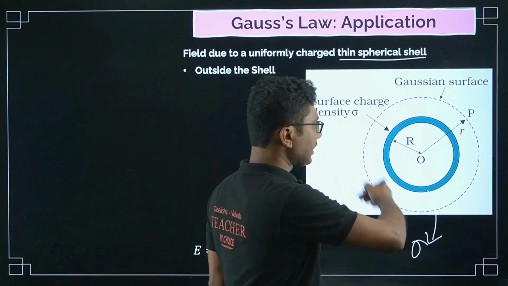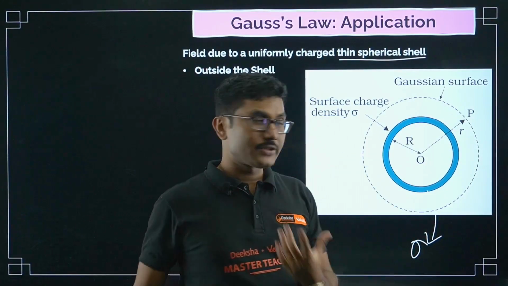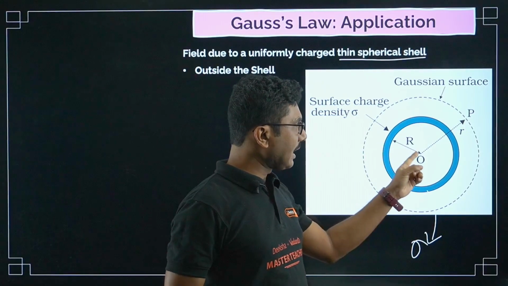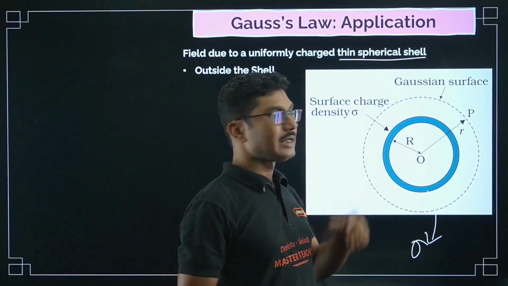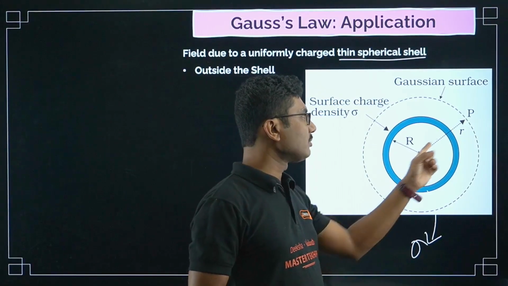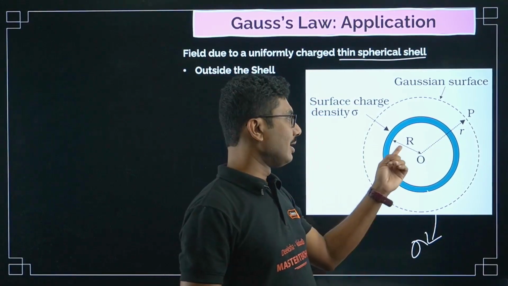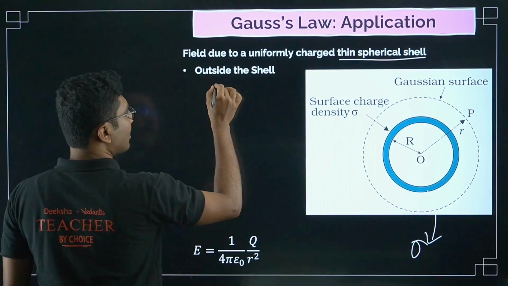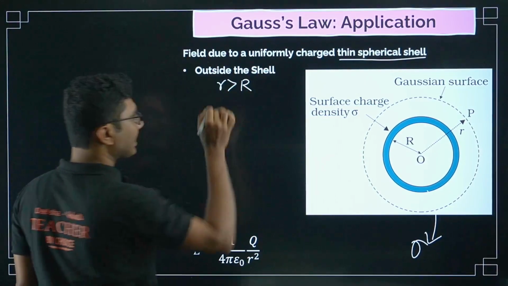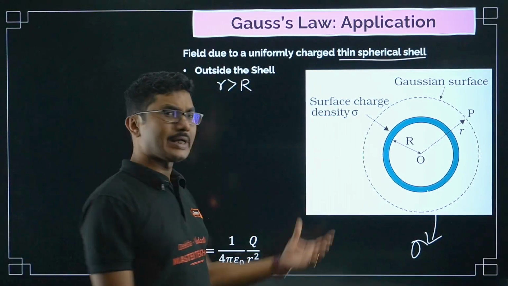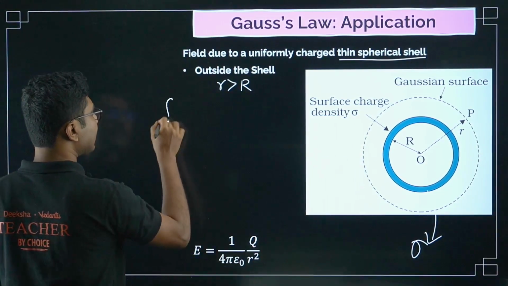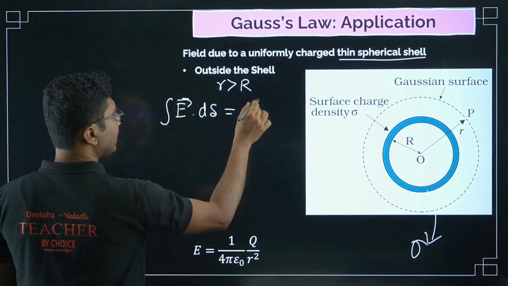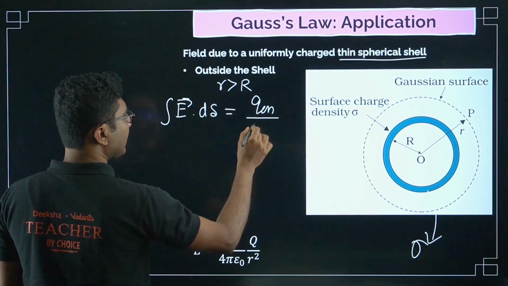Okay, so here we have constructed a Gaussian surface which is also a sphere, having the center at O. Now capital R represents the radius of the shell, and small r represents the distance from the center. Now small r is greater than capital R. This is case number 1. So what is Gauss's law? Gauss's law states that the integral of E dot ds equals q enclosed divided by epsilon naught.